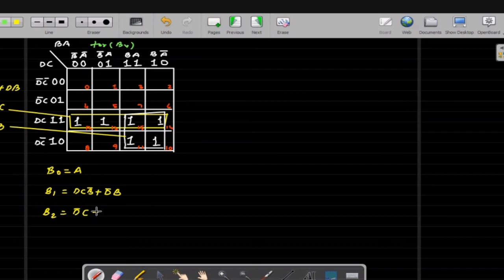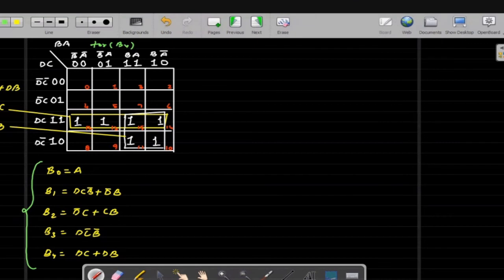What about B3? D C bar B bar. And what about B4? B bar, sir. D bar C bar B bar, right? And what about B4? Just we have D right here. That means this is D C plus D B.